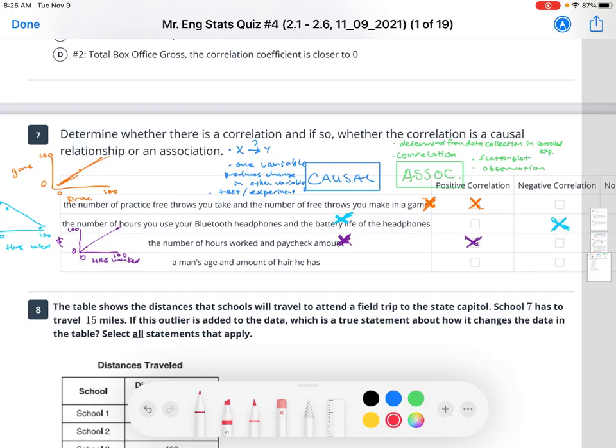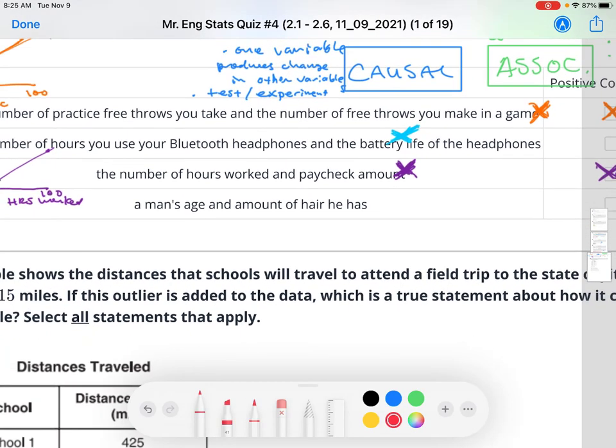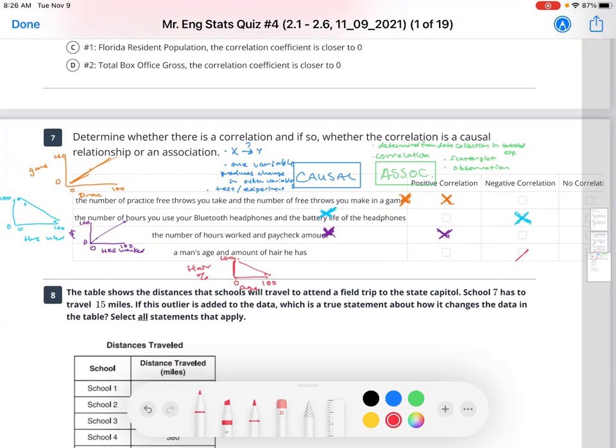Okay, and the last one, a man's age and the amount of hair he has. So you look at my dad, I'm going to look like my dad soon. So age, 0 to 100, and hair, let's do a hair percentage, right? That was 100. My son was just born and he has lots of hair, and when I'm old like my dad, I'm going to have like 2% hair left. So what do you have? That is a negative correlation.